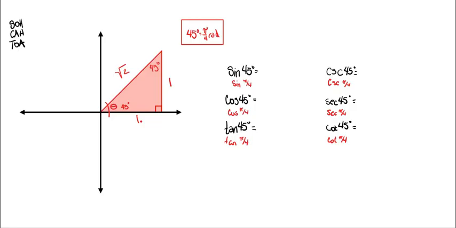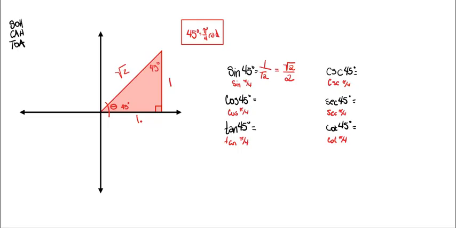Well, the opposite side of this theta right here that I have marked is 1. And the hypotenuse is the square root of 2. So the sine of 45 degrees is 1 over the square root of 2. However, that's not in simplified form. When I rationalize the denominator, I'm going to end up getting square root of 2 over 2. So the sine of 45 degrees is the square root of 2 over 2, or the sine of pi over 4 is the square root of 2 over 2.